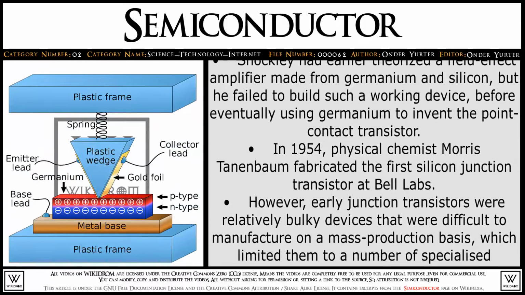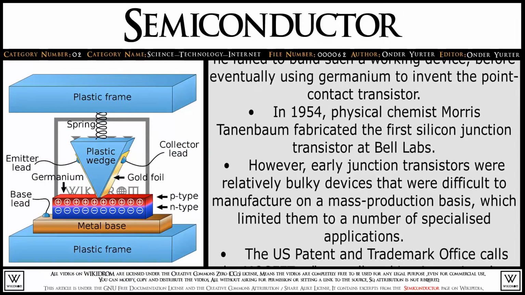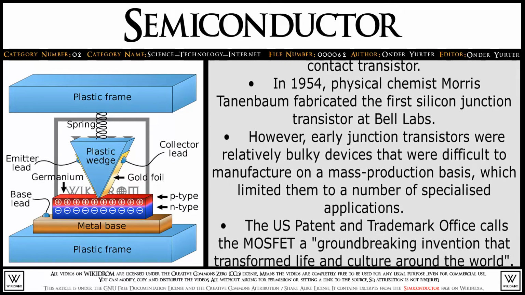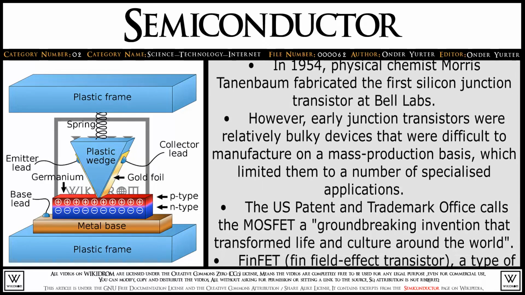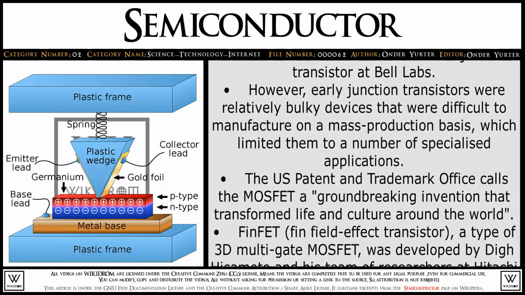In 1954, physical chemist Morris Tanenbaum fabricated the first silicon junction transistor at Bell Labs. However, early junction transistors were relatively bulky devices that were difficult to manufacture on a mass production basis, which limited them to a number of specialized applications.